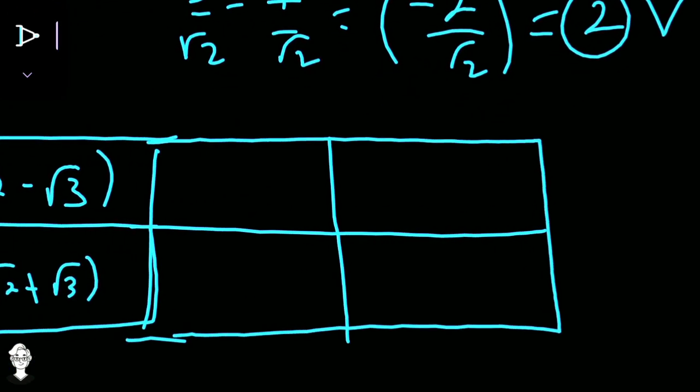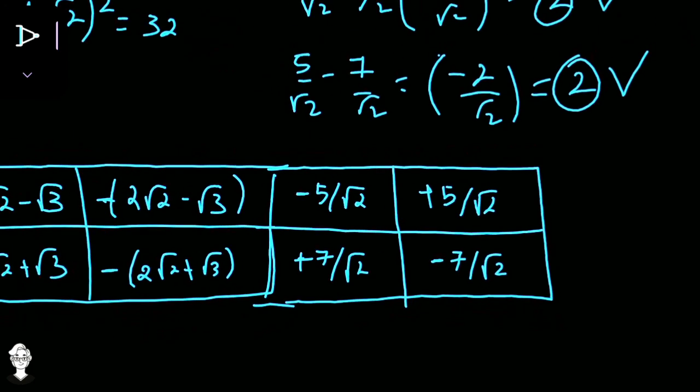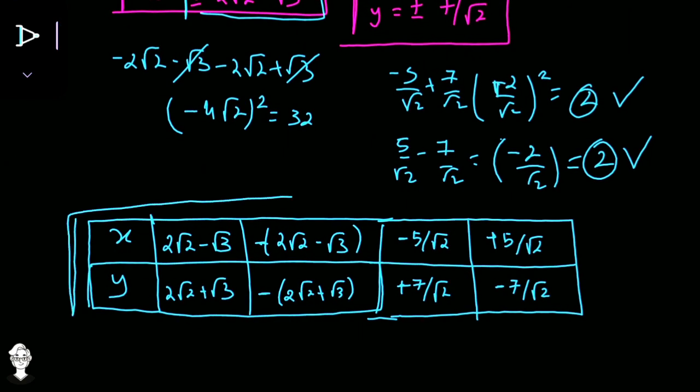So here we obtain that the signs should be vice versa. So negative 5 upon square root of 2 and positive 7 upon square root of 2, or else positive 5 upon square root of 2 and negative 7 upon square root of 2. And these are the pairs of solution for x and y.